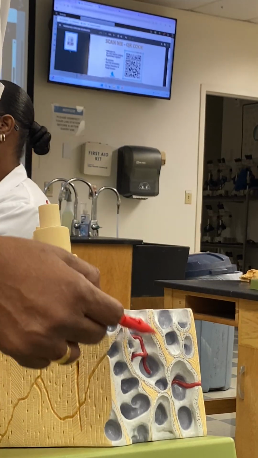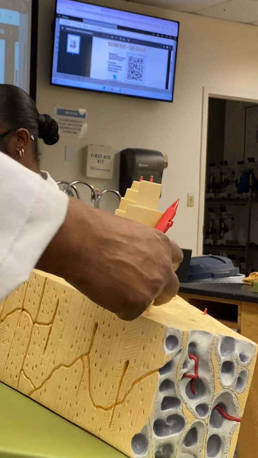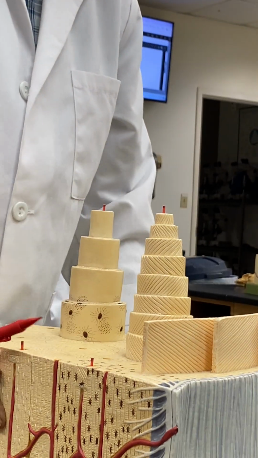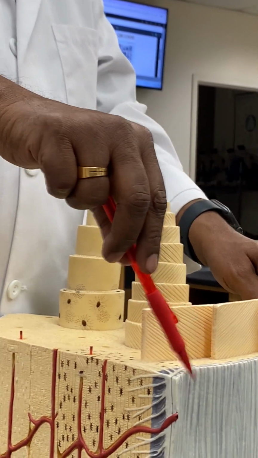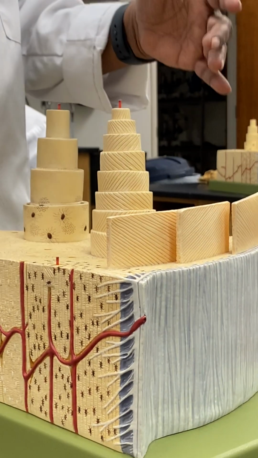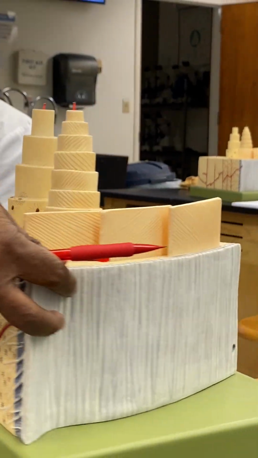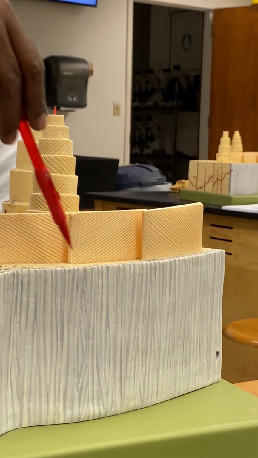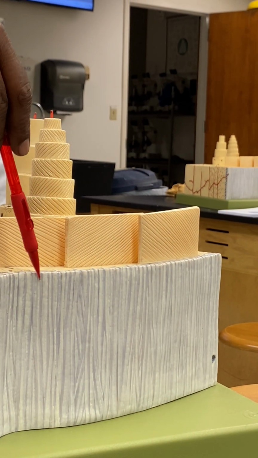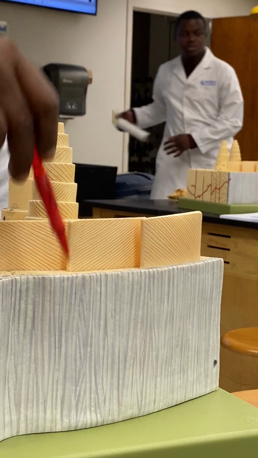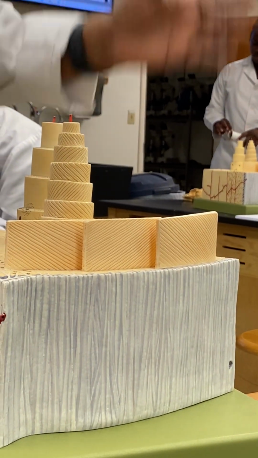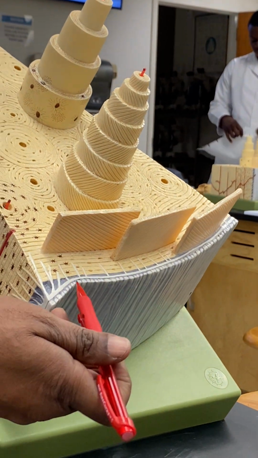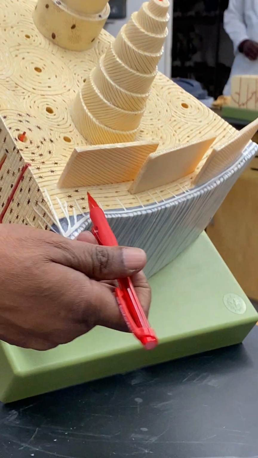This is the interstitial lamella, and on this side the bone is covered with a thick layer of tissue called the periosteum. Peri means outside, periosteum outside the bone. So this big thick layer of tissue outside the bone is called the periosteum. Every bone has got a covering called the periosteum. So that's the periosteum.